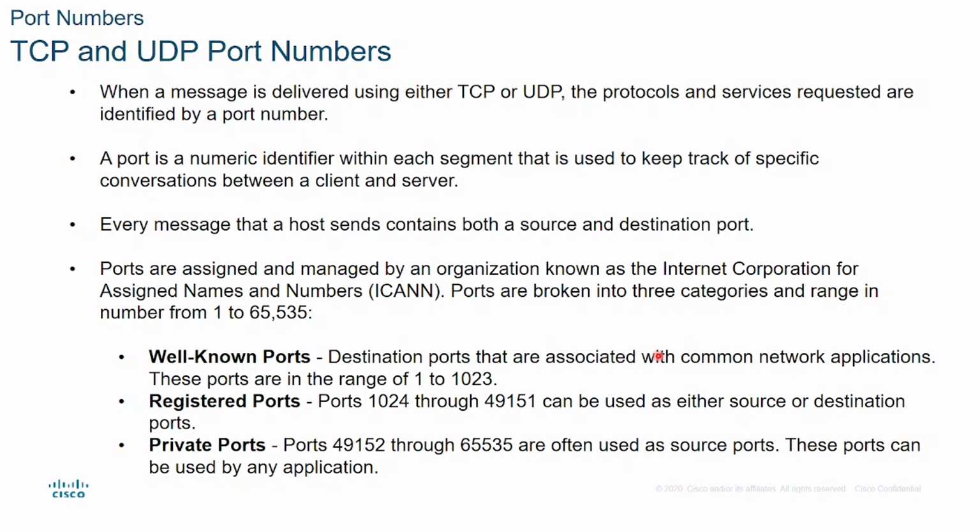Ports are broken into three categories of ranges. We have the well-known ports. Well-known ports are destination ports that are associated with common network applications. These ports range from 1 to 1023. Then there are registered ports. Registered ports are from 1024 through 49,151, and they can be used as either source or destination ports.